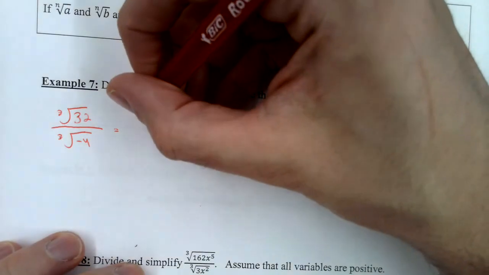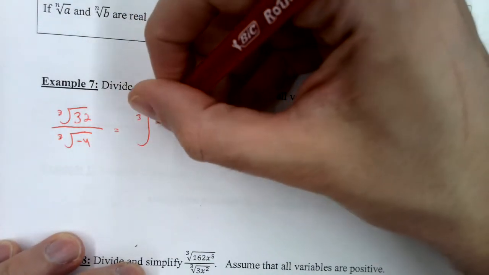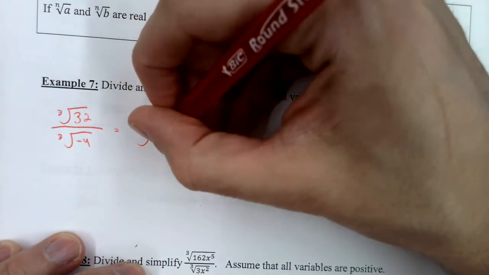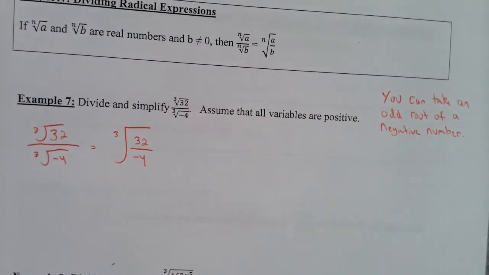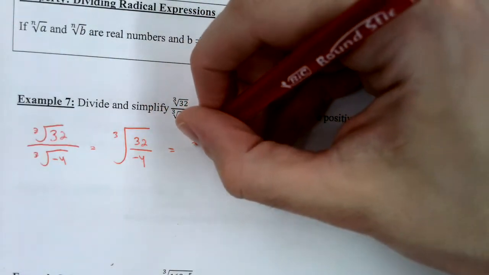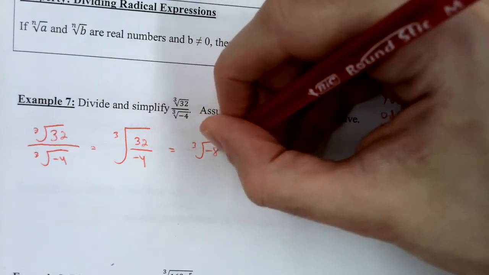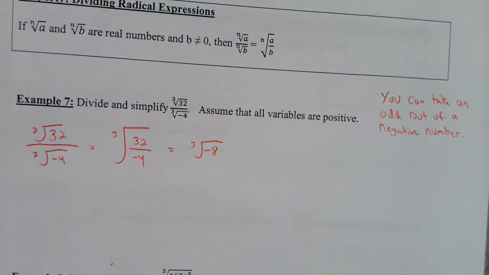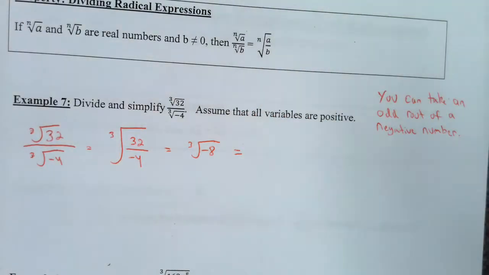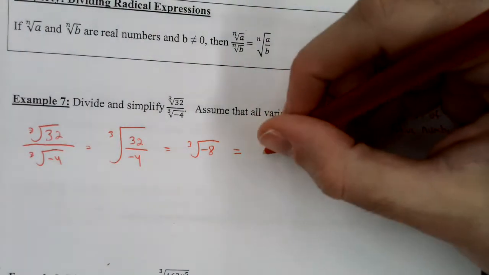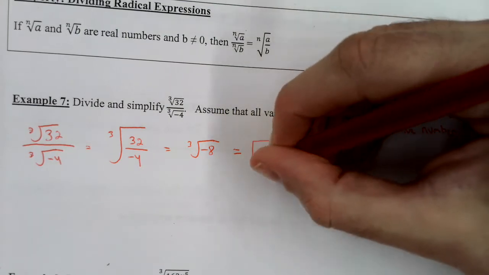But if you combine them into one, the cube root of 32 divided by -4, and then you do 32 divided by -4, you're going to get the cube root of -8. This you can do easily. You can easily get the cube root of -8. What number times itself 3 times equals -8? The answer is -2.